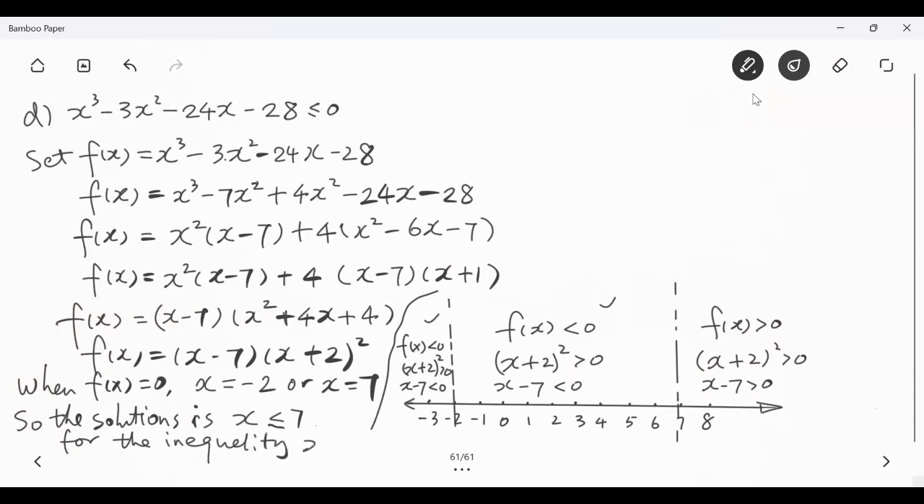x cubed minus 3x squared minus 24x minus 28 less than or equal to 0. Okay, that's the answer for D. All above take some examples to explain how to solve a polynomial inequality by graphing and by using the number line. Thank you for watching.